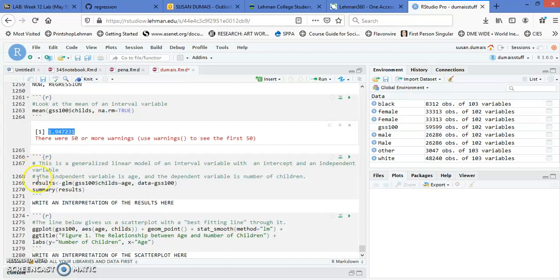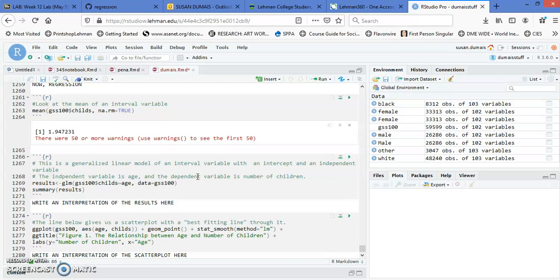The next thing we're doing is running a regression where our dependent variable is number of children and our independent variable is age. And so the research question that one would be asking here with these two variables is, what is the relationship between age and the number of children people have? The null hypothesis would be that there is no relationship between age and the number of children that people have.